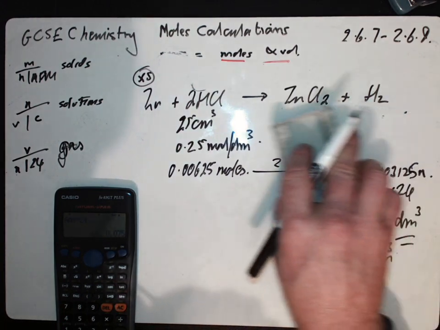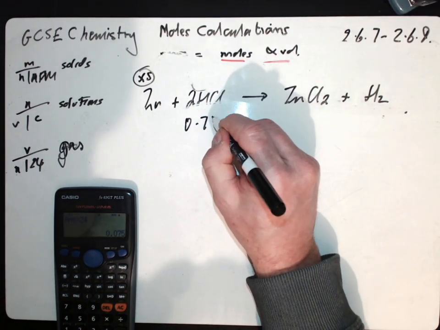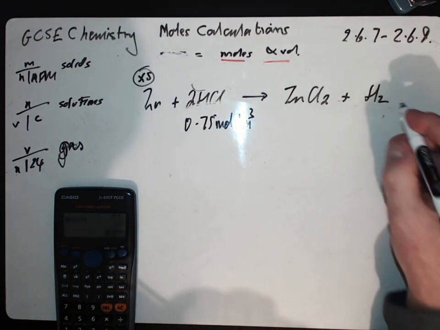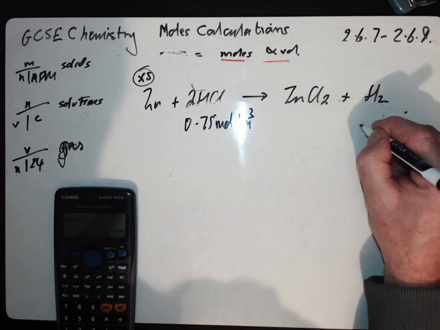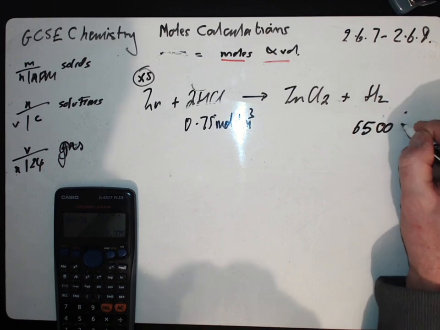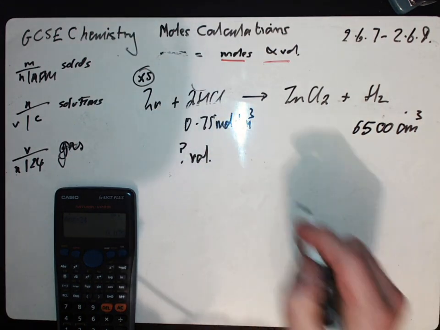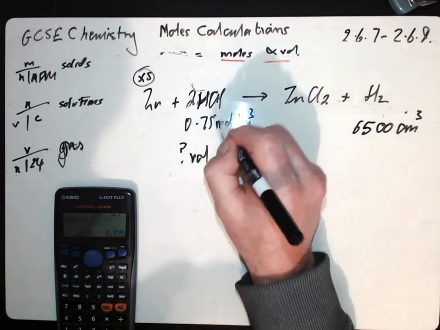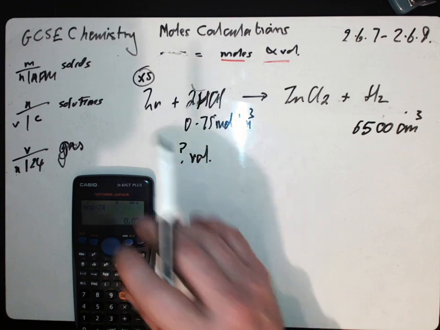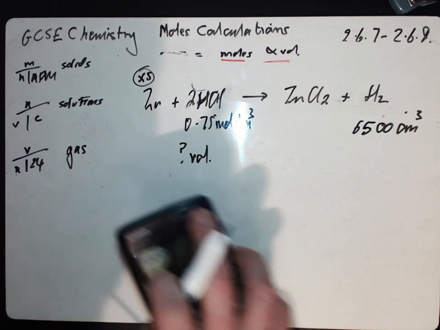Okay, right. So we'll do one more then. Again, working backwards. Let's say I have 0.75 moles per decimeter cubed of that, and I've been asked to make 6,500 cubic centimeters, and my question this time is, what volume of hydrochloric acid will I need at that concentration to make this? So again, I'm using these two, the gas and the solutions formula here on the left hand side.